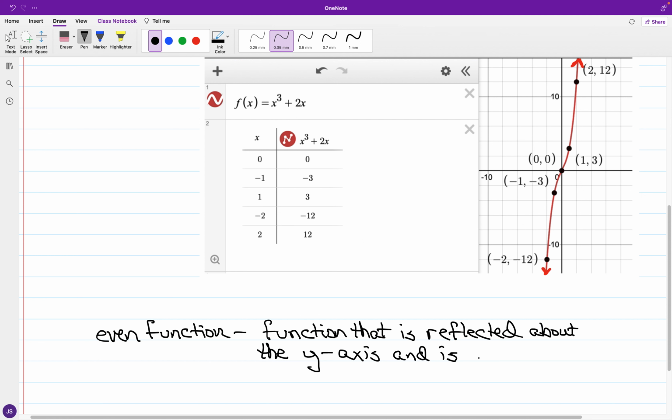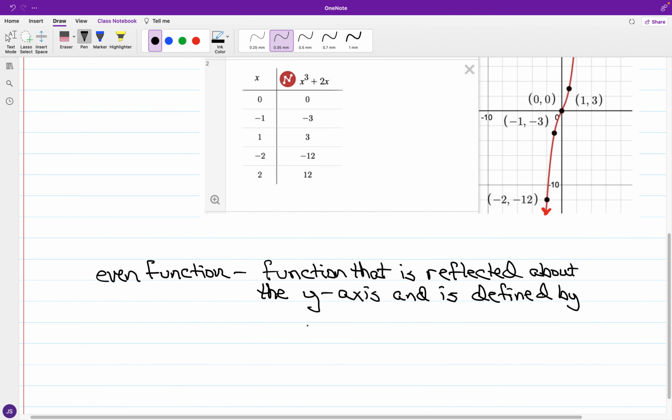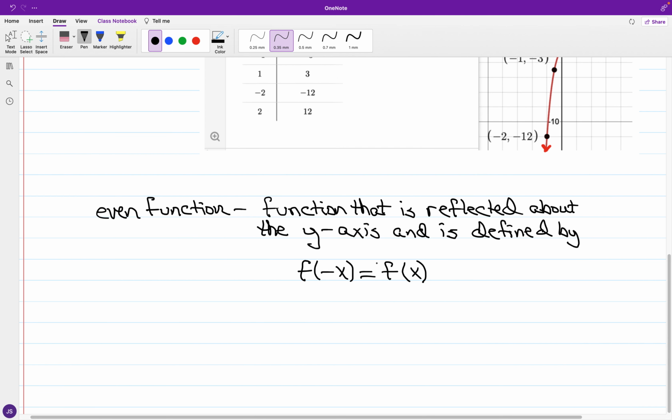And in terms of relations, this time we're going to have f of negative x is equal to f of x. Both of these functions, in the general case, are positive. Notice you have f of negative x and f of x. They are said to be equal to each other.